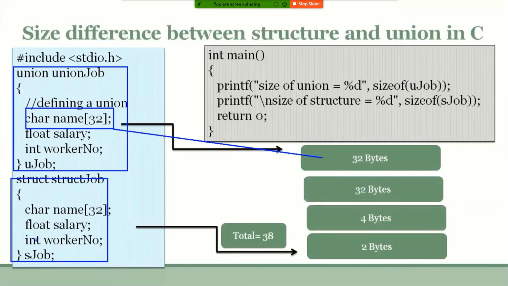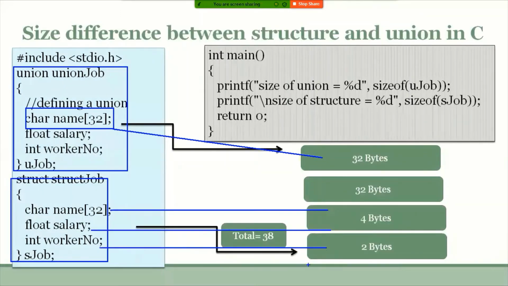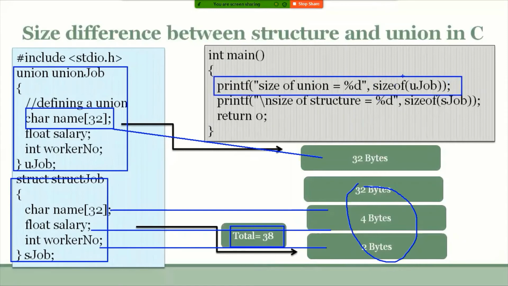And in the case of structures, each and every member will occupy separate memory. So name 32 bytes, then salary 4 bytes, worker number integer type, so 2 bytes. Total 32 plus 4 plus 2, it is 38 bytes of memory that will be allocated for this. And if we display with the help of printf statement, we get 32 for union and 38 for structure. That's the difference between structure and union with respect to size.